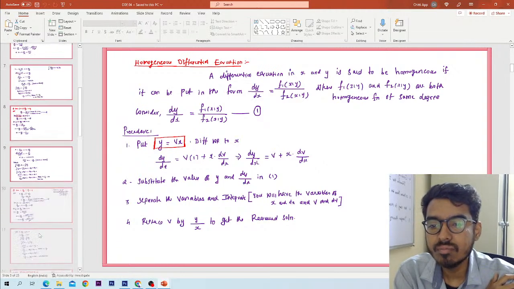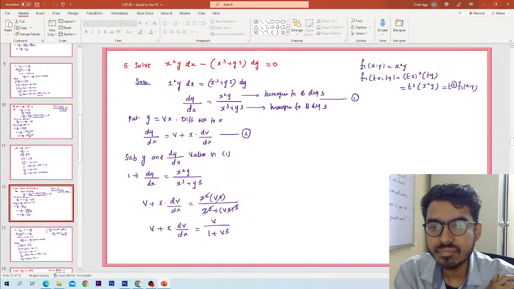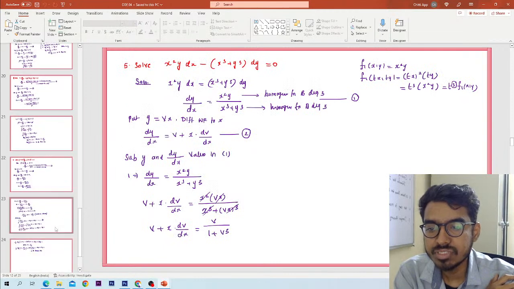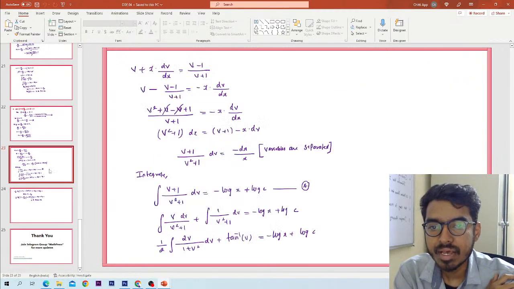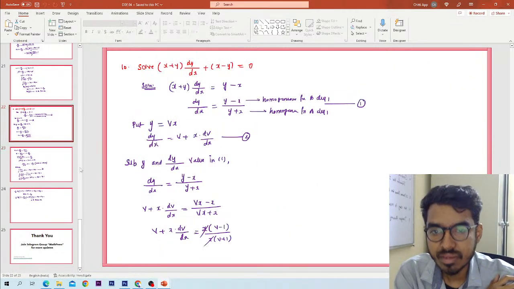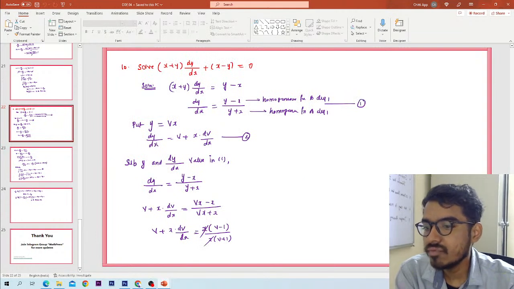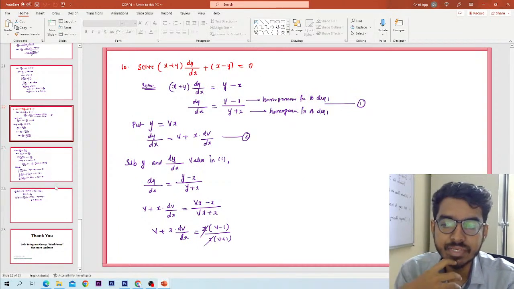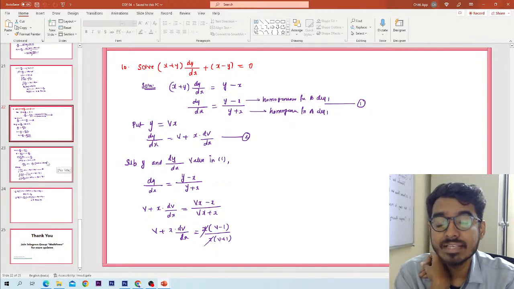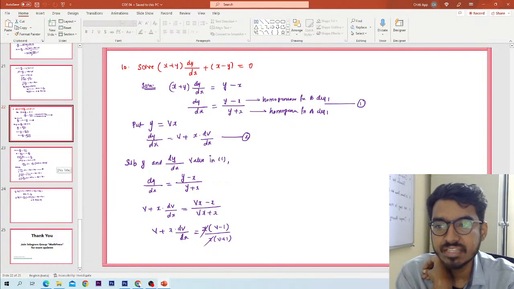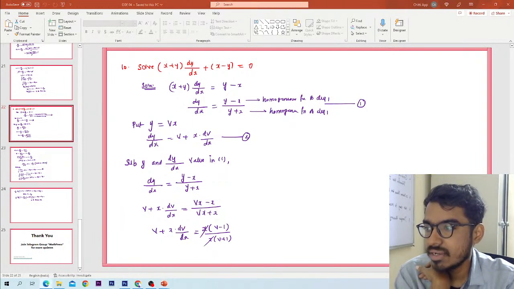We have solved almost 10 problems in the previous class, right? So we will start with the 11th problem. In this class, we will be completing this topic, which is homogeneous differential equation, and in the next class, we'll be moving on to equations reducible to homogeneous differential equation, right? So we'll start with the 11th problem.